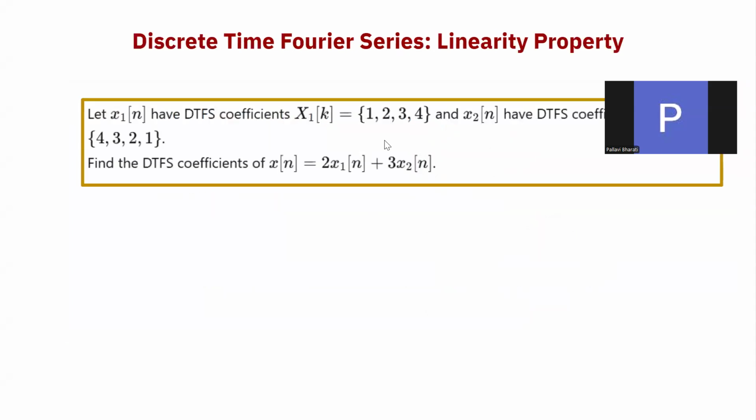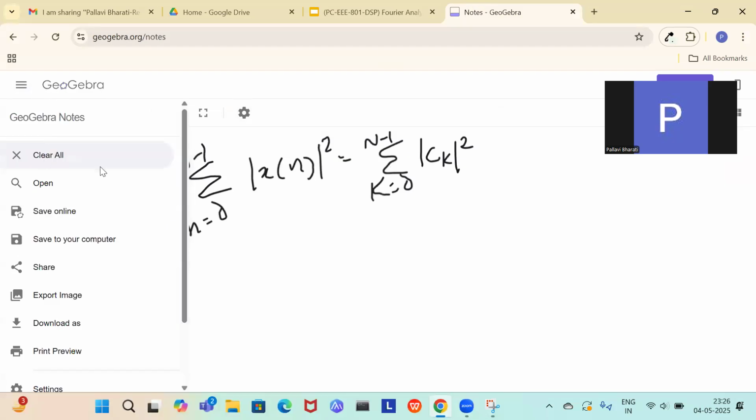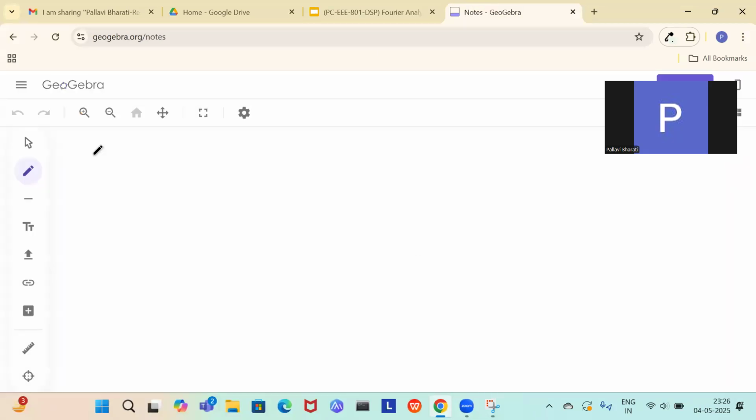So the first property that we have here is the linearity property, same as in the Z transform, where you saw that if there are two signals and we combine those two signals, then the Z transform of those two signals will also combine. The same thing is going to happen here. Still, let's see what is the property for the linearity property.